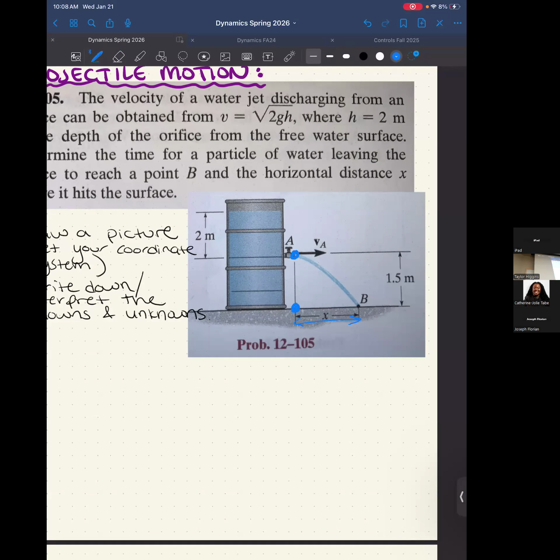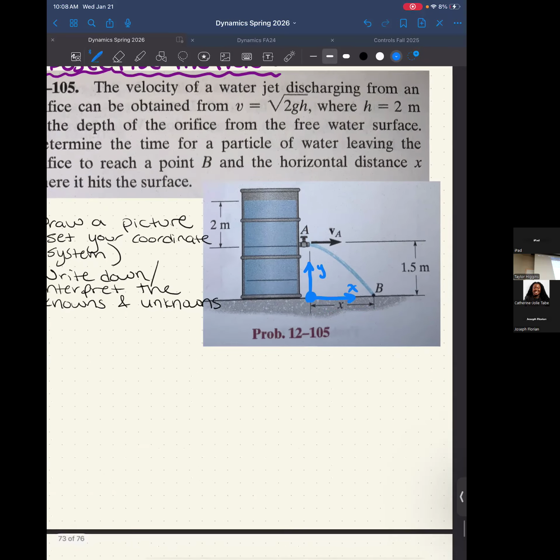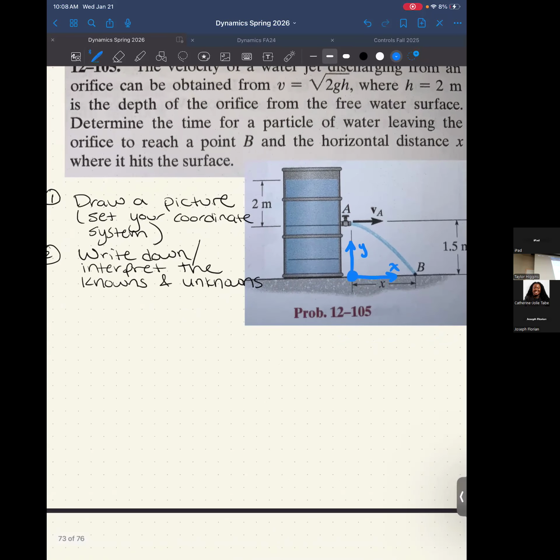You need to be consistent throughout the problem, but I'll go ahead and tell you, I chose, for better or for worse, to put it on the ground. And I said, this direction is X and this direction is Y. You can choose either, perfectly valid. Okay, so we did part one.